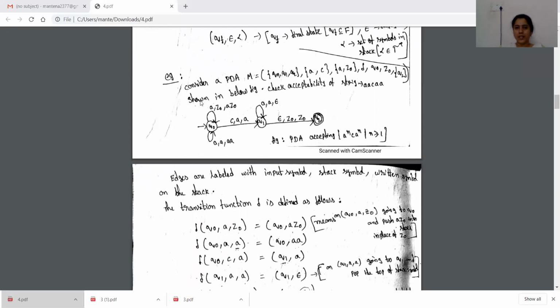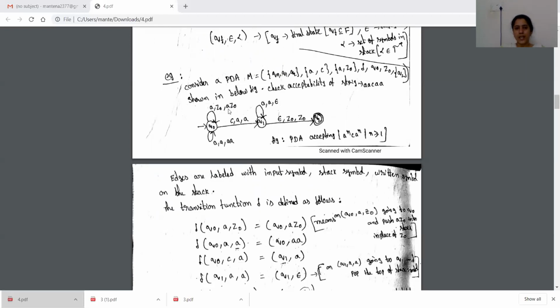Consider this pushdown automata. Here one pushdown automata is given, and the finite state representation is like that. Here we have states q0, q1, q2. q2 is the final state. First, from q0 on a, as we always have to read both the input symbol and the stack symbol, q0 on input symbol a and Z0 on stack. You read a, Z0, then you have to do a Z0.